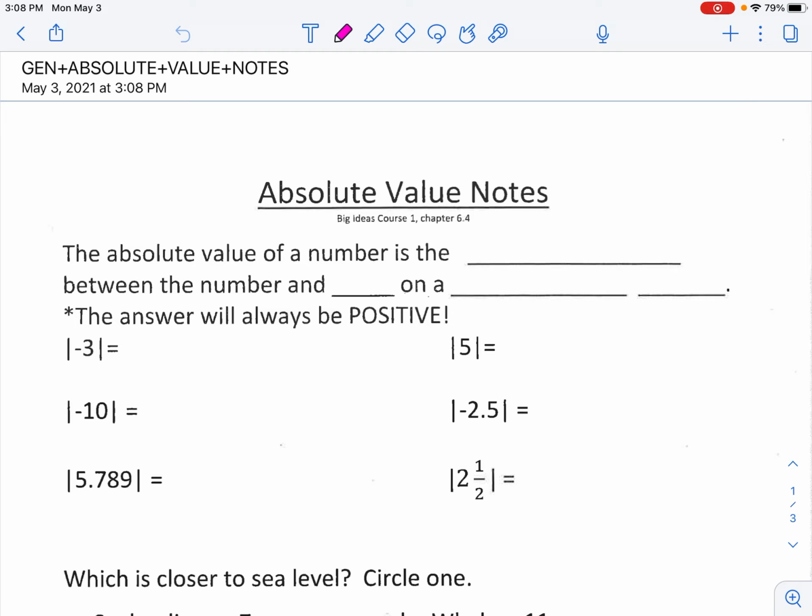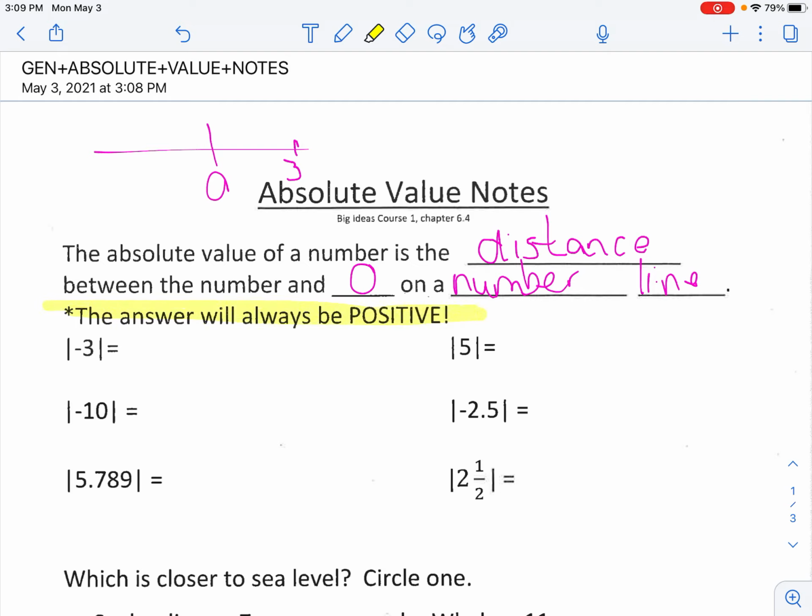So the first thing we're going to do is write a definition. The absolute value of a number is the distance between the number and 0 on a number line. Super simple concept. So if we're talking about a number line with 0 in the middle, the absolute value of 3 is 3. So the answer will always be positive. The answer to absolute value will always be positive because distance is always positive.